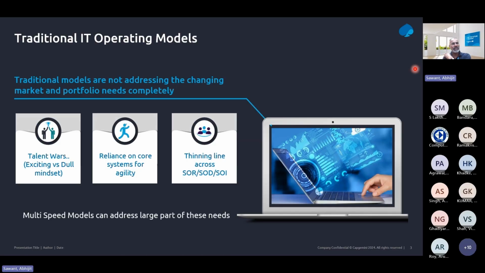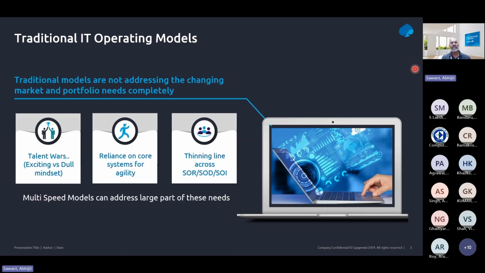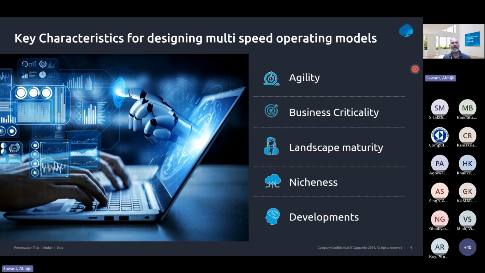So that's the reason why multi-speed models are now coming into play. These are the models which are going to address a large part of these needs. So a little bit of flavor of each of these. We will take a look at the key characteristics of these multi-speed operating models, and how you can use them when you're designing your multi-speed operating model.